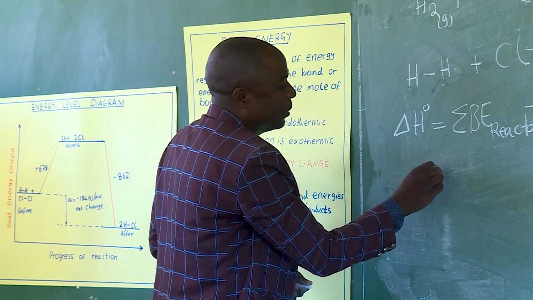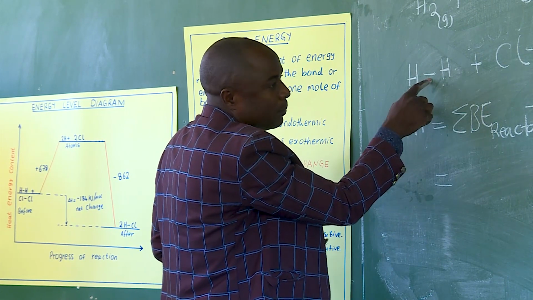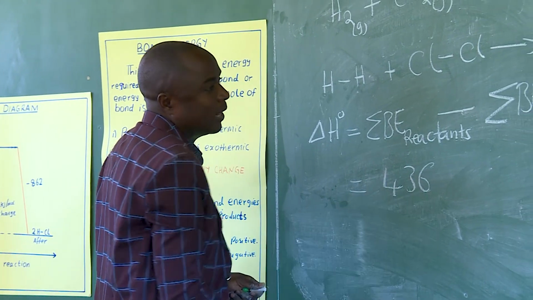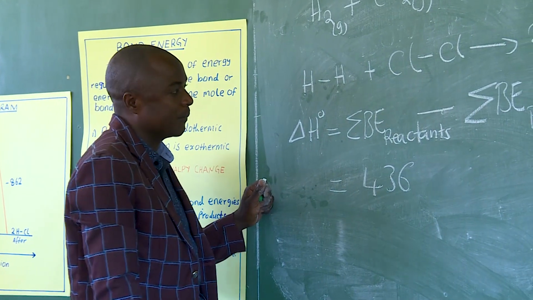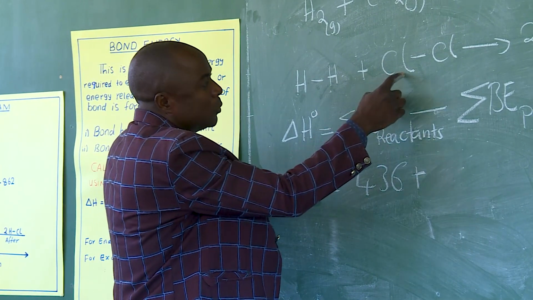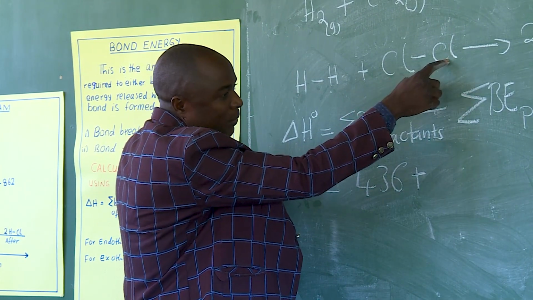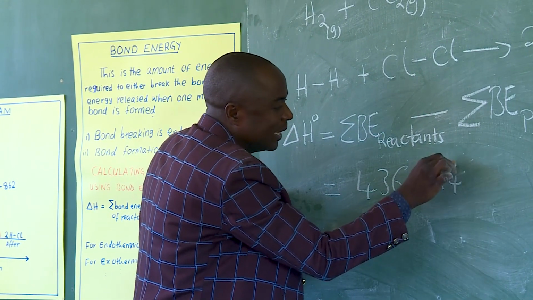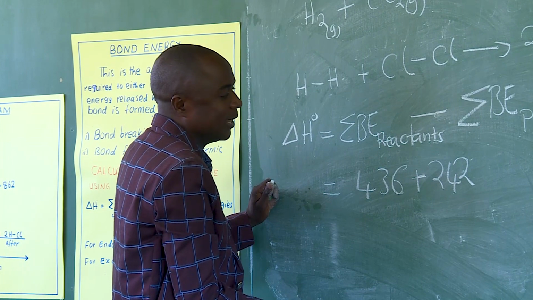We go to the bond values. Hydrogen to hydrogen bond, to break this bond, we need 436 kilojoules per mole. Which other bond are we breaking? We are also breaking the chlorine to chlorine bond. Chlorine to chlorine bond is 242. Are we clear? Yes.